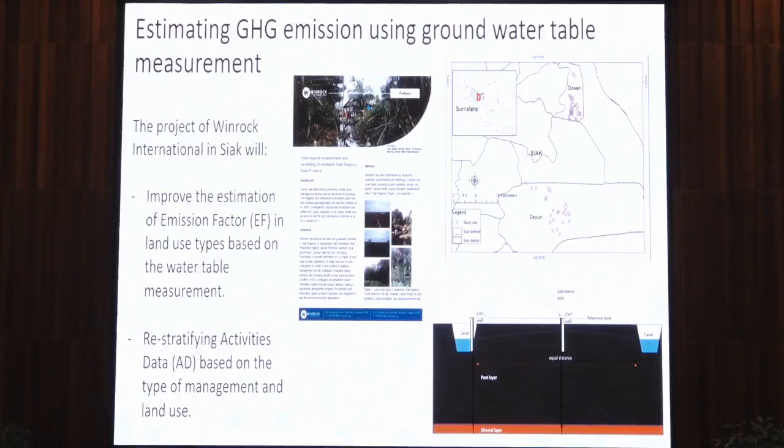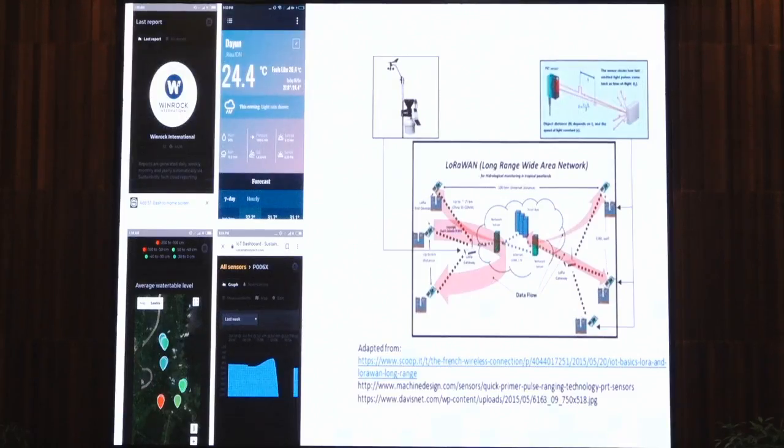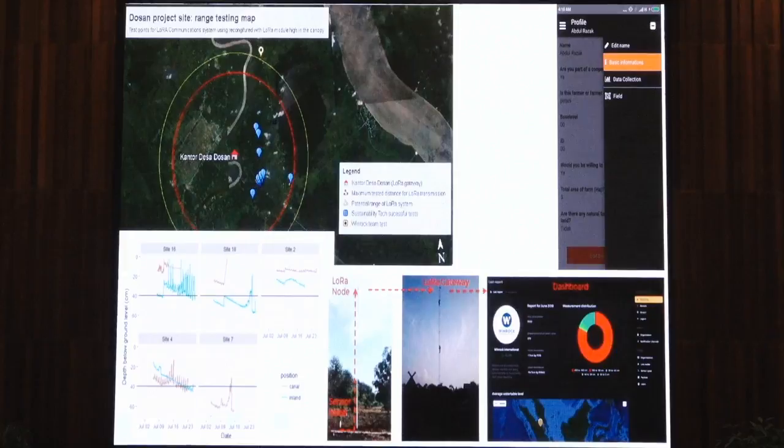So the map shows the different sample sites we used in the area, and also the groundwater table pipe that we use. And this is the LoRaWAN, long-range wide area network, that we used in the area. We try to apply a quite cheap or cost-effective method using the laser method, and also utilizing a wireless area network to come up with this kind of application on our cell phone to see the average water table level in near real time.